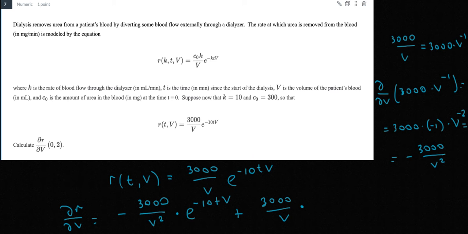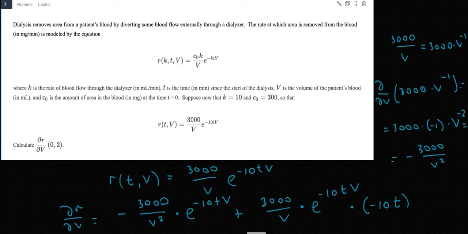According to this chain rule, the derivative will be e to the power negative 10tV. This is the derivative of the outside function, e to the power x, let's say. But x now is negative 10tV. X is being replaced by negative 10tV, and so by the chain rule, we need to multiply by the derivative of negative 10 times tV, which is negative 10t. Okay.